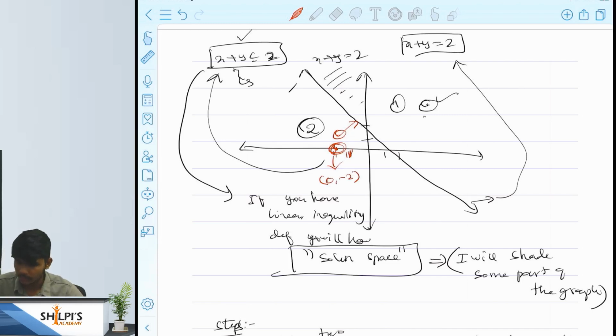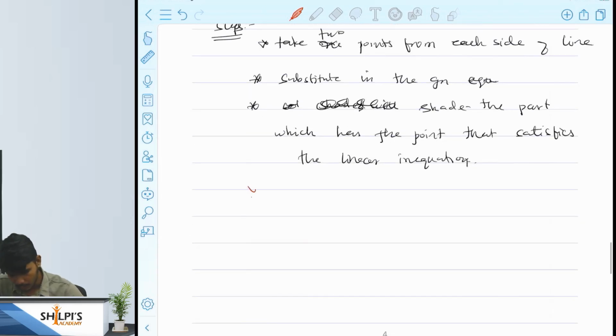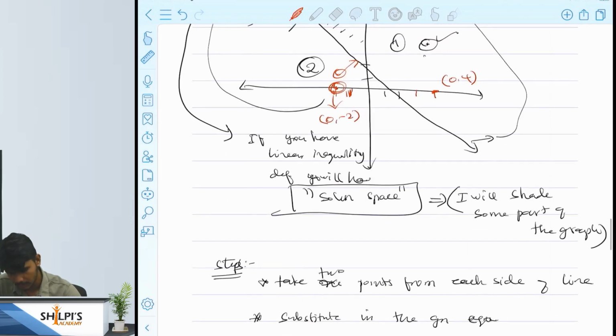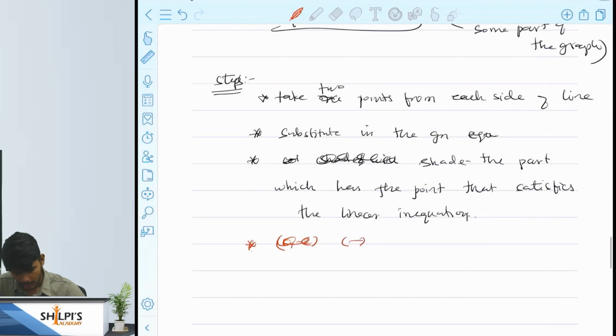0 comma minus 2. I want to take this point from that side. What will be the point? 0 comma 4. Right? So now I took 2 points, sorry, minus 2 comma 0 actually. This will be minus 2 comma 0. And this is also 4 comma 0, not 0 comma 4. So I took 2 points from the x-axis.